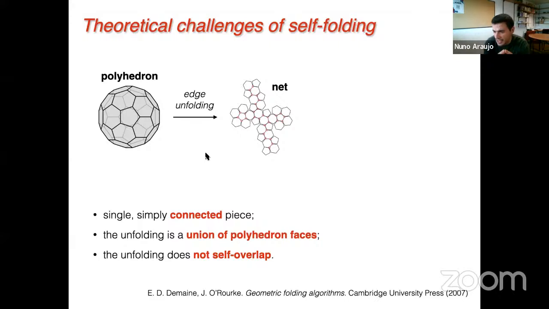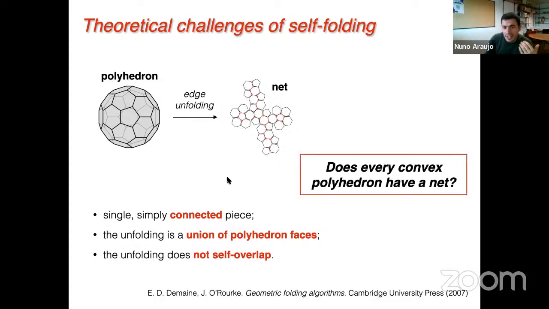In particular, we want the net to be a simply connected piece. The second thing is that it should be the union of the polyhedron faces, so we can only cut along the edges, you cannot cut through the faces, and that this net should not self-overlap, it is a really two-dimensional structure in that sense. And so the question is, does every convex polyhedron have a net? We believe that the answer to this question is yes, but as far as I know, there is no formal proof that for every convex polyhedron there is a net. What people know is that up to now, nobody has succeeded in finding a convex polyhedron for which there is no net. But this is still an open question in the field.